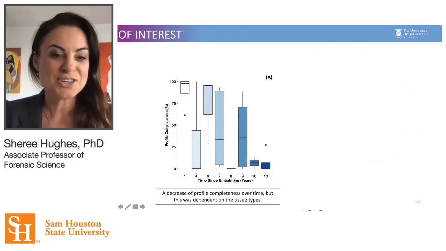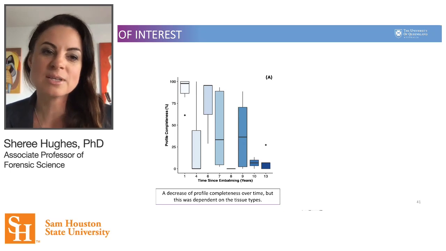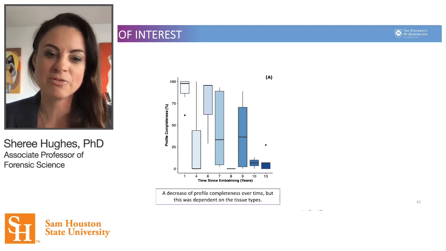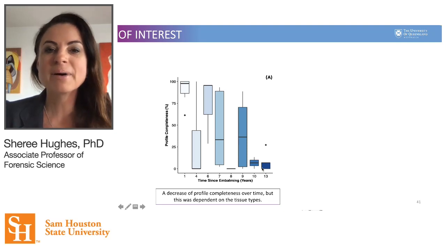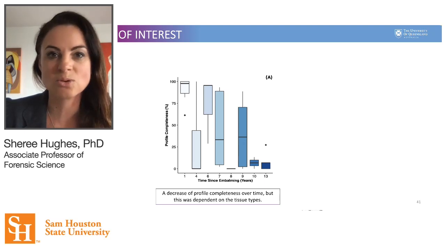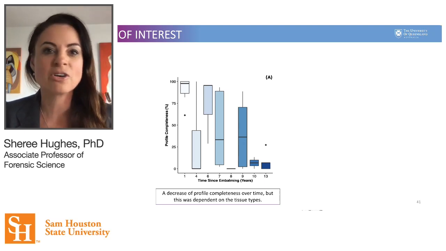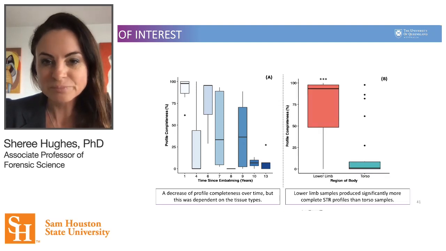So out of interest though, like all the tissues as a whole, what we did find was that when we looked at the quality of our STR profiles, these did generally decrease over time, but it was actually more dependent on the tissue used, whether it was skin or muscle or lung or liver, which obviously I don't have time to talk about, but it was extremely interesting.